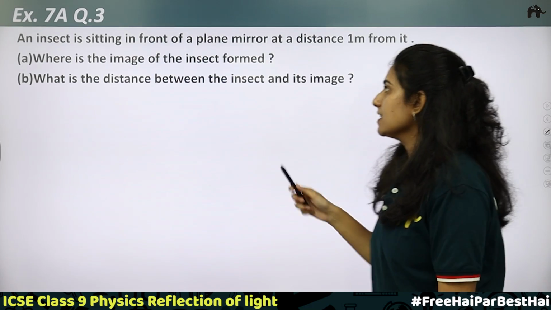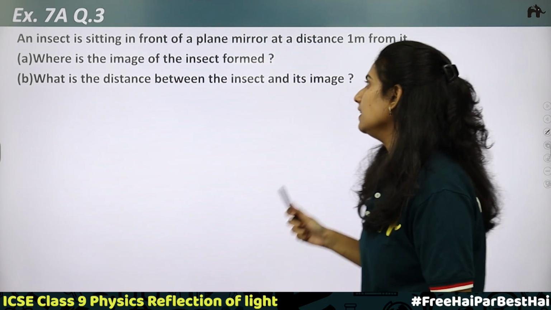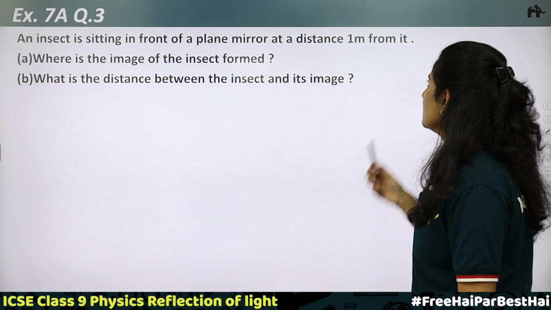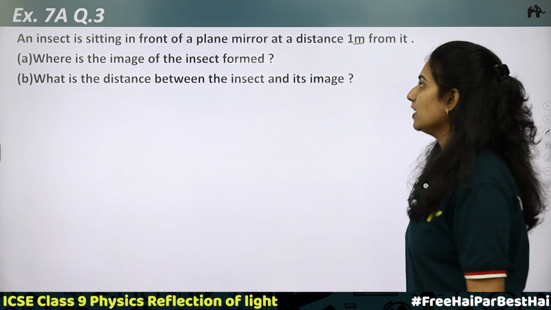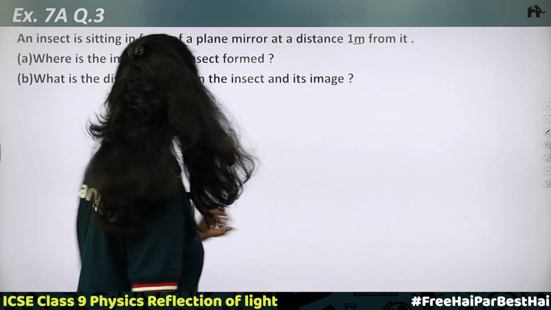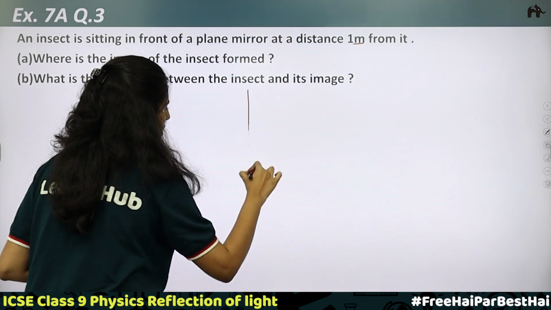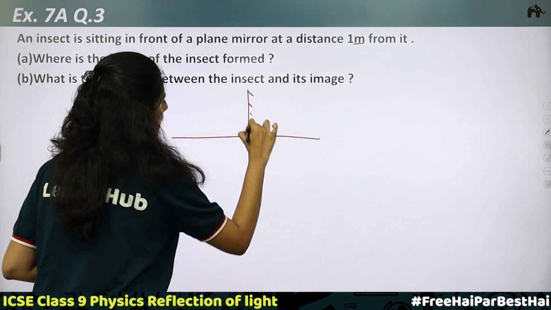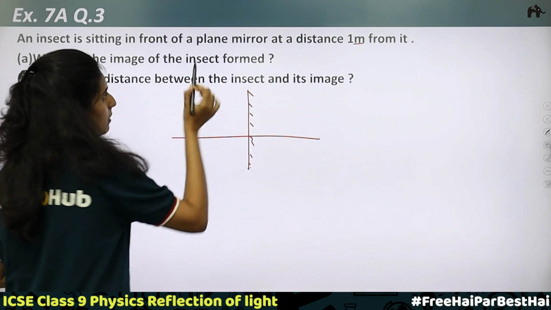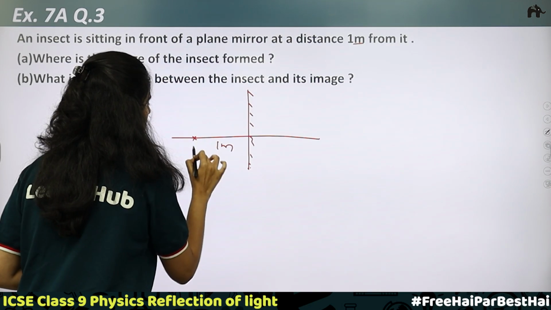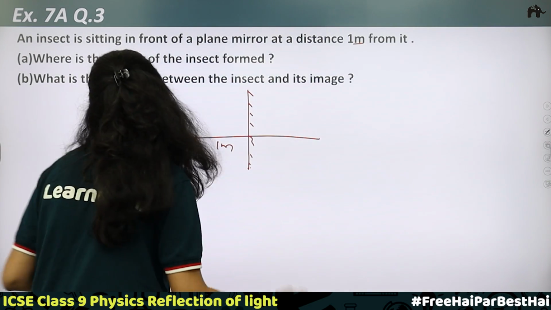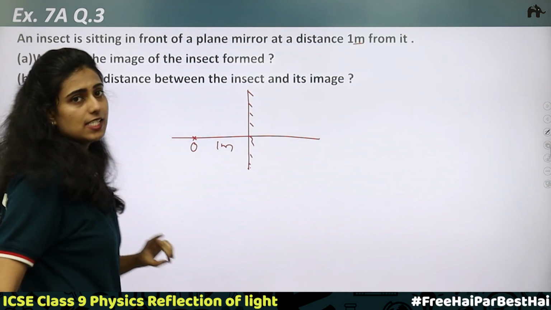Question number 3 of exercise 7a. An insect is sitting in front of a plane mirror at a distance of 1 meter from it. Where is the image of the insect formed? So this is a plane mirror. The insect is sitting in front of the plane mirror at a distance of 1 meter from it. So at 1 meter distance we have the object. Here the object is the insect. Where is the image of the insect formed?